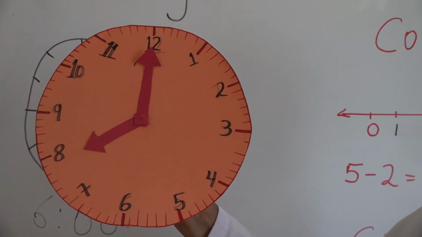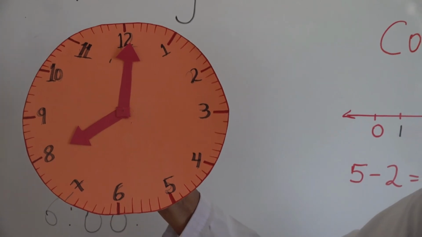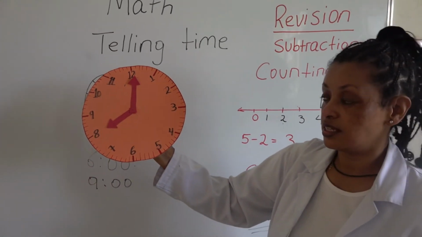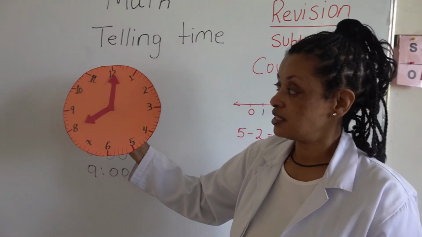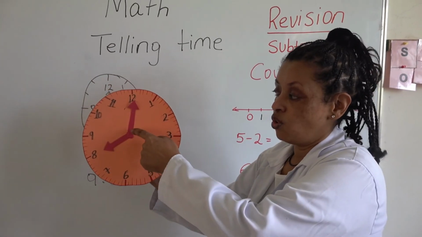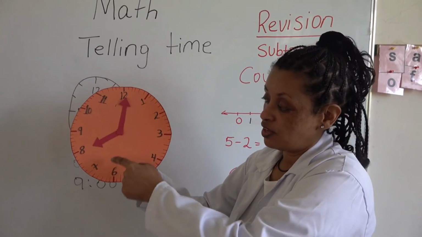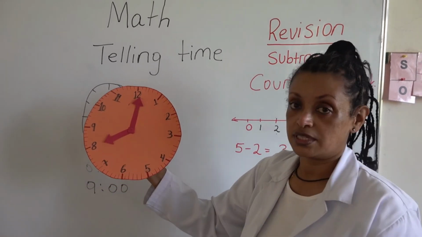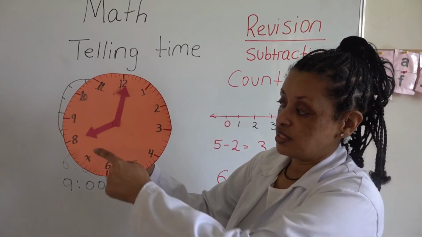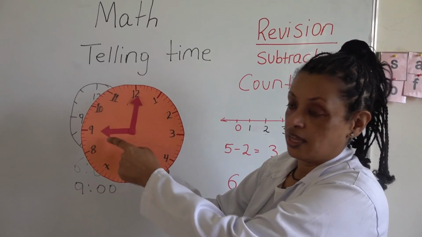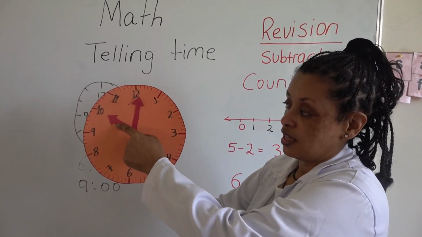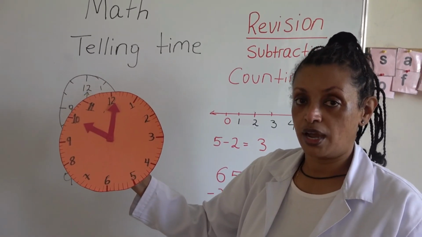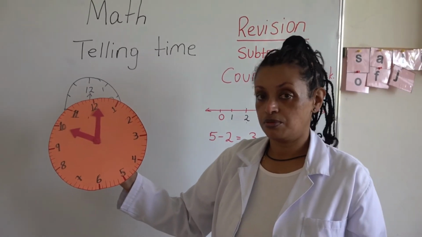I hope it's very simple. We'll practice this more next time too, okay? This is how we tell time. The long hand is always on 12, and the short one is always on another number. That means the exact hour, okay? Now it's 8 o'clock. It's 9 o'clock. It's 10 o'clock. Hope you got it.